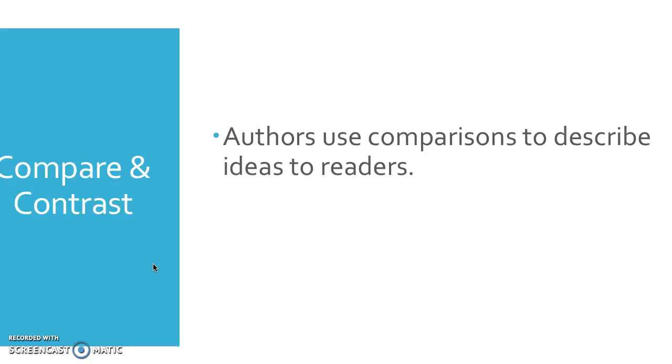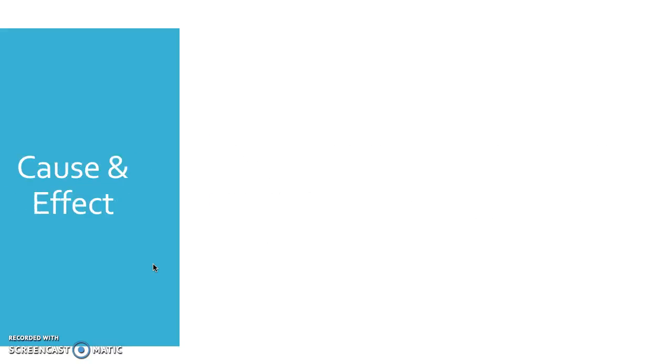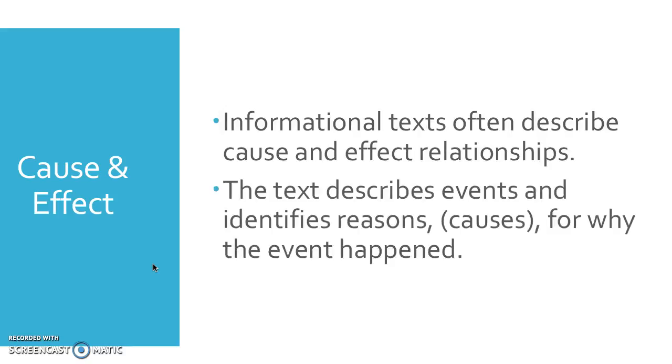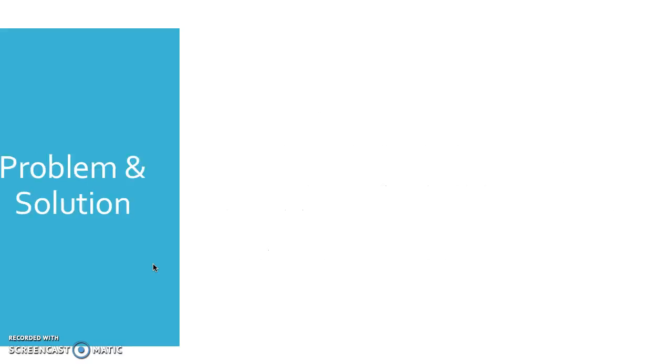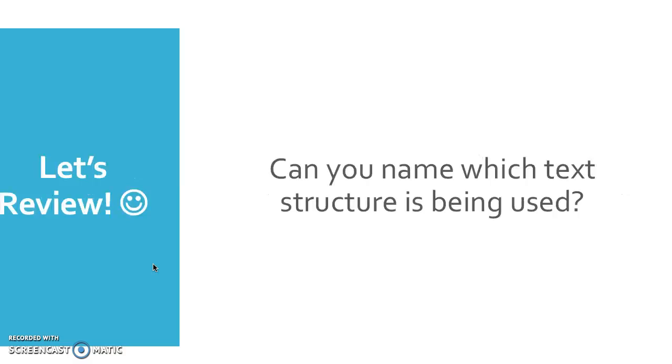Compare and contrast. Authors use comparisons to describe ideas to readers. Similarities and differences are shared. Cause and effect. Informational texts often describe cause and effect relationships. The text describes events and identifies reasons or causes for why that event happened. And problem and solution. The text introduces and describes a problem and presents one or more solutions.